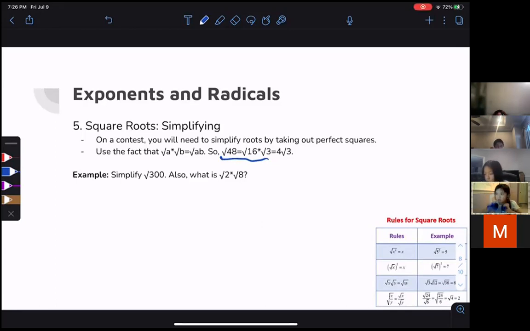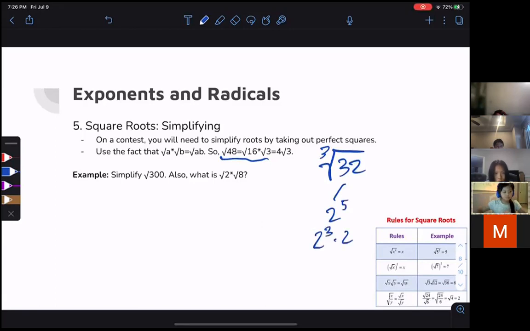Same thing holds for cube roots and fourth roots on contests. You can't just have the cube root of 32 lying around. It's 2 to the 5th, so you need to take out the 2 cubed. So then that would make it 2 times the cube root of 4. If you know what I mean.